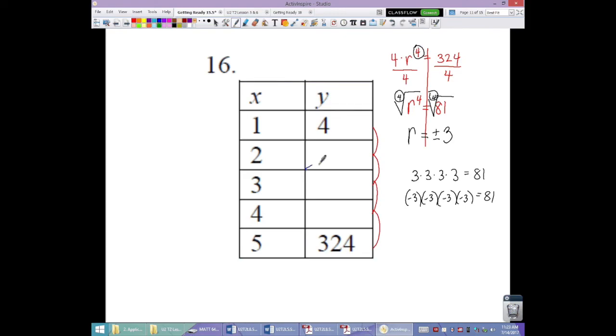Right, so let's split our boxes up, go through this twice. If we use positive 3, 4 times 3 is 12, 12 times 3 is 36, 36 times 3 is 108, and 108 times 3 gives us our 324. If we use the negative 3, 4 times negative 3 is negative 12, times negative 3 is 36, times negative 3, negative 108, times negative 3 is 324.